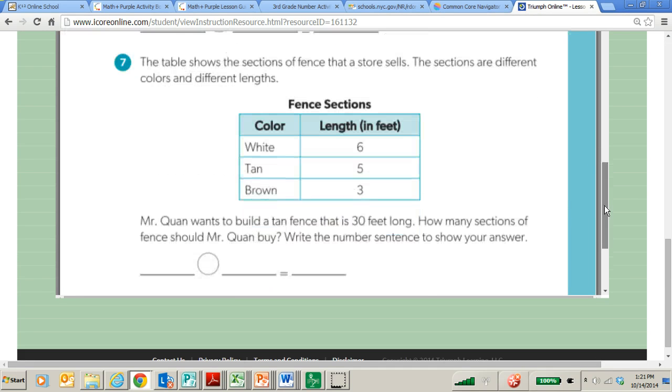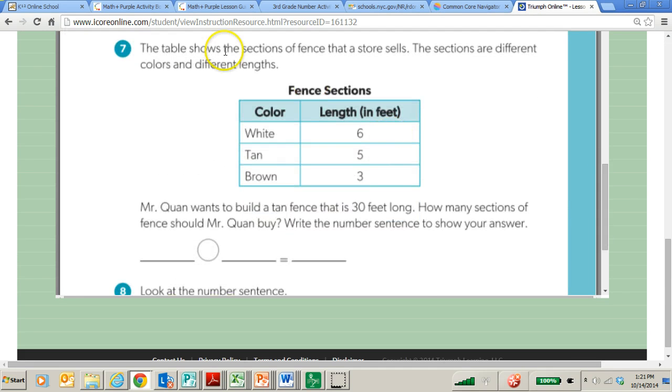And then here we have a table, and it says the table shows the sections of fence that a store sells. The sections are different colors and different lengths. So we have white, tan, and brown. Mr. Kwan wants to build a fence that is 30 feet long. How many sections of fence should Mr. Kwan buy? Write the number sentence to show your answer.